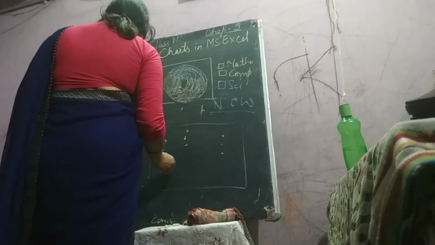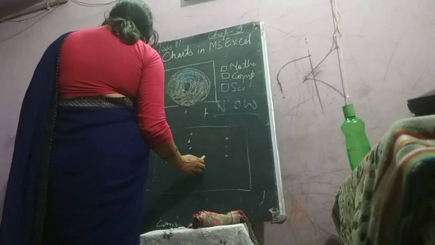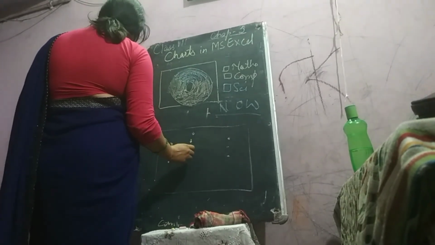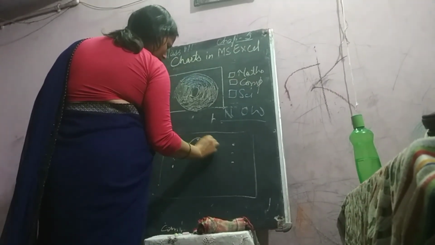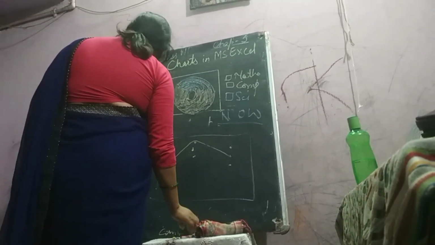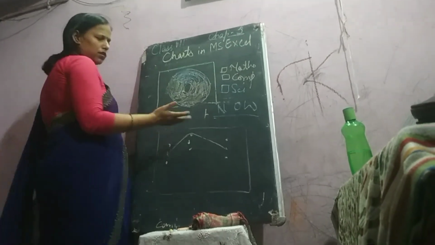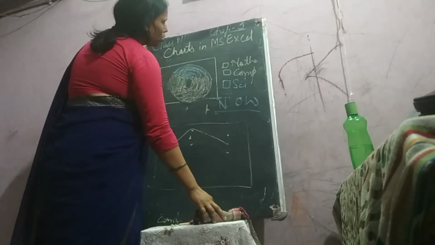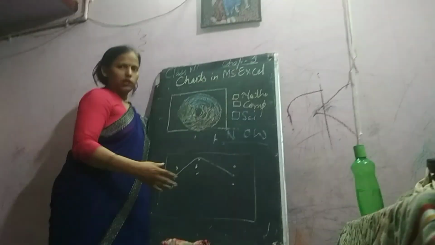In this, we are comparing the data through markers or pointers. These pointers can be connected with lines if you want. And it is very less used. So these were the types of charts.